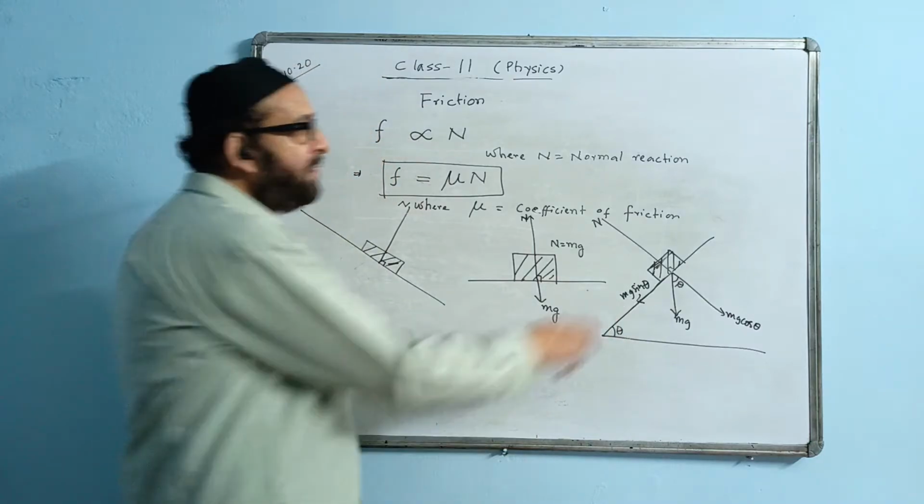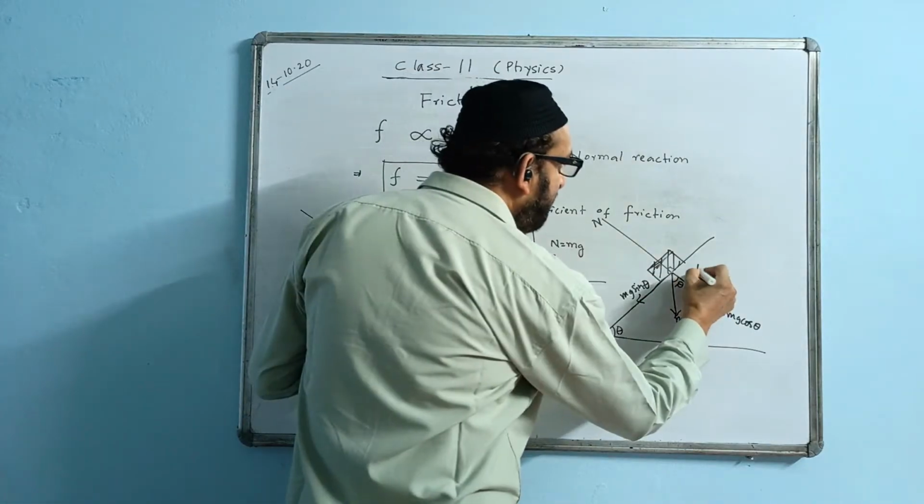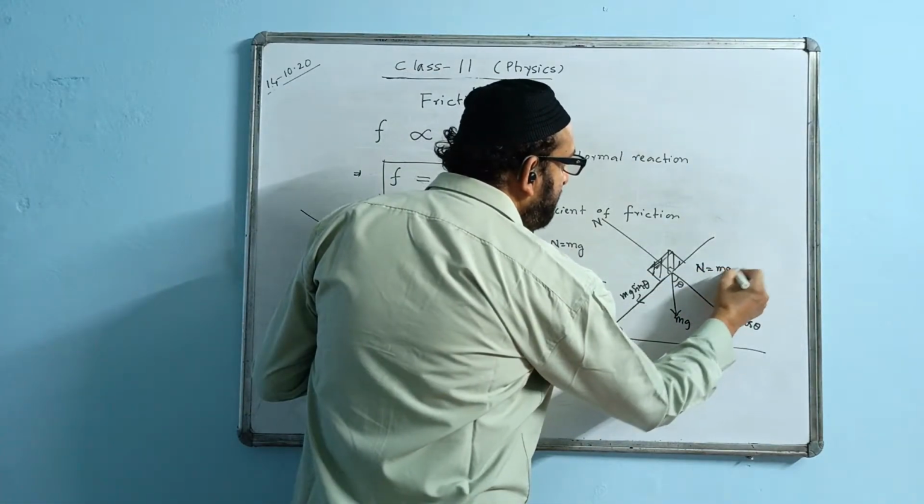So what is the value of the normal reaction in this case? In this case, the normal reaction value will be equal to mg cos theta. So we will write that, N is equal to mg cos theta.